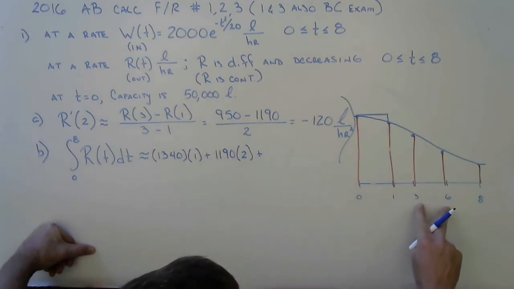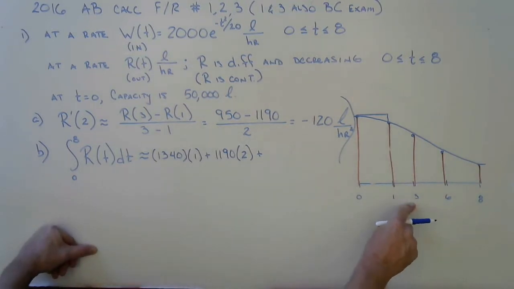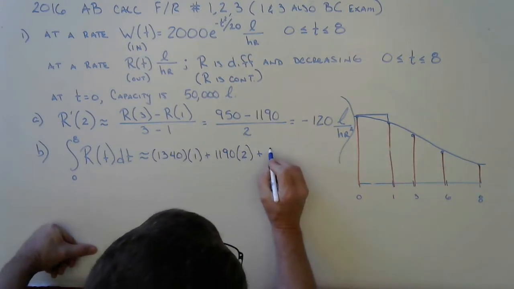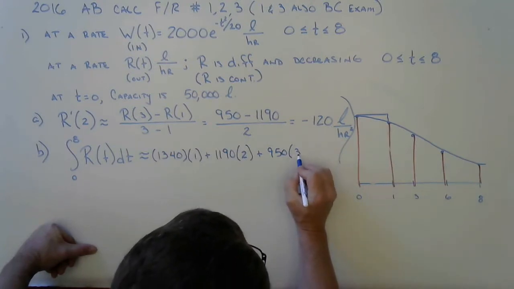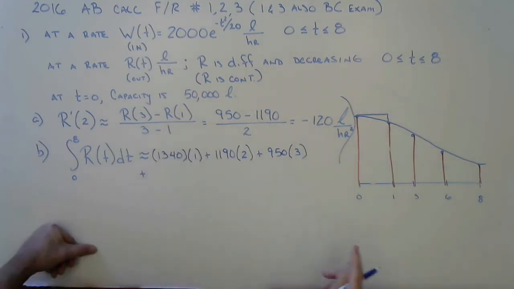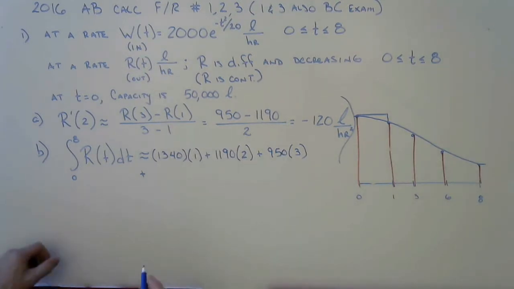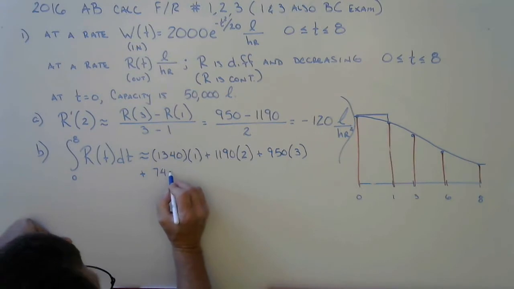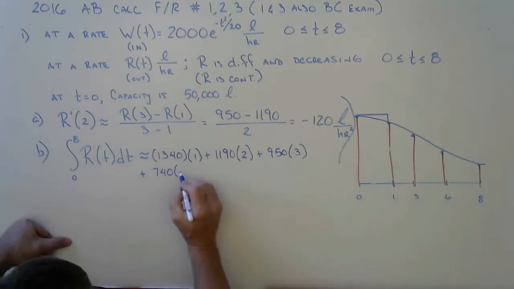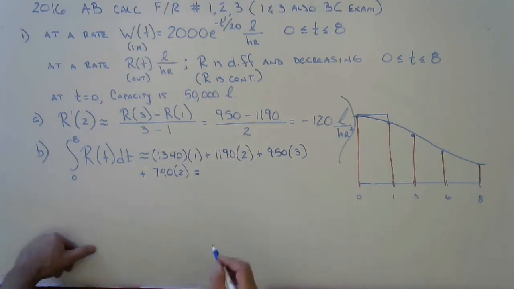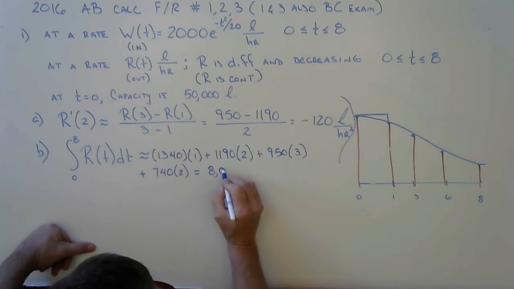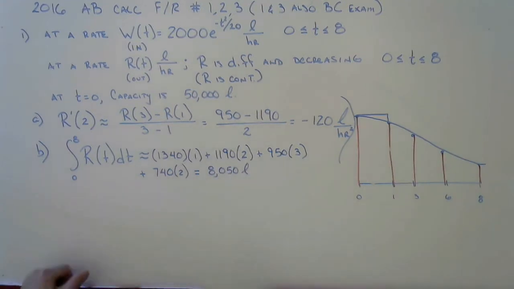plus the height here, right? We said the left-hand side, so the height at 3 is 950, I believe. Yep, 950, times the width of this rectangle, which turns out to be 3 because we're using left-hand sums. Plus, finally, over here, we get the height at 6, and we said that was 740, times the width of that, which is 2. And if we do our arithmetic, we end up with 8,050 liters as our estimate for the amount of water that's being removed from the tank in the first 8 hours.